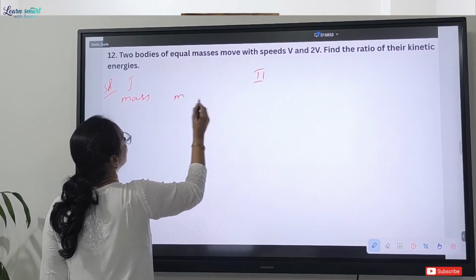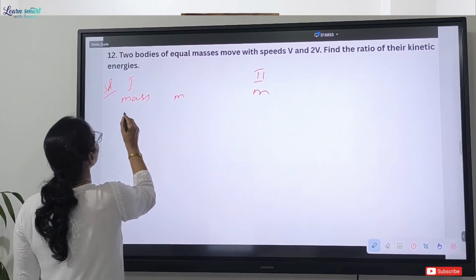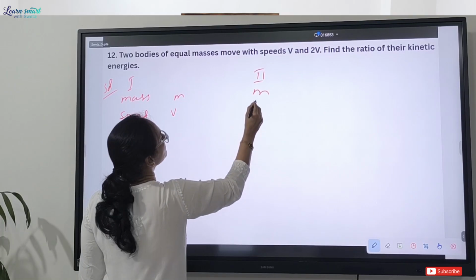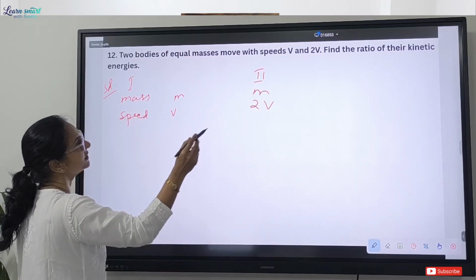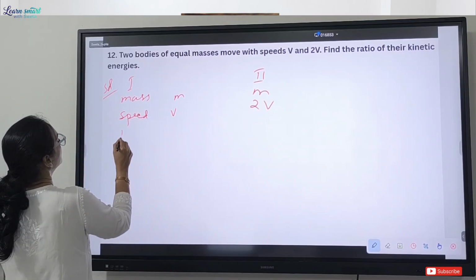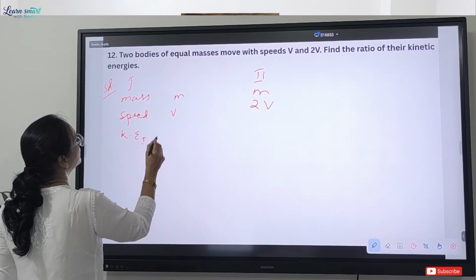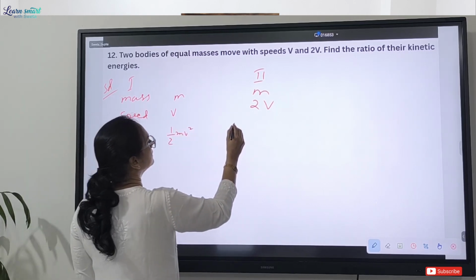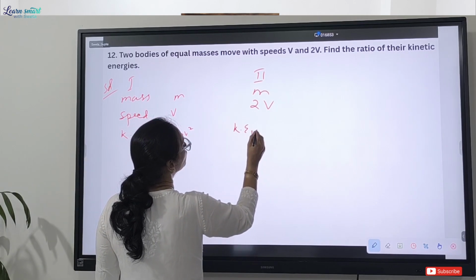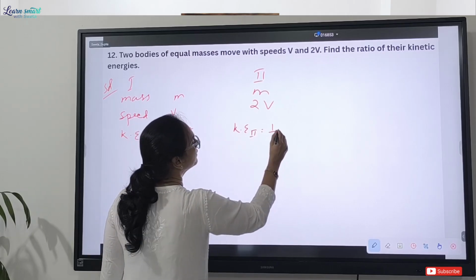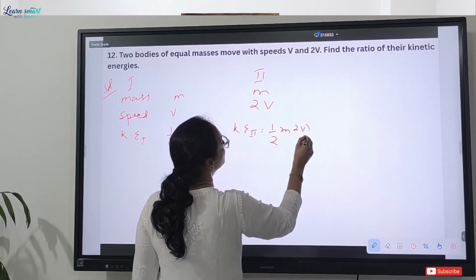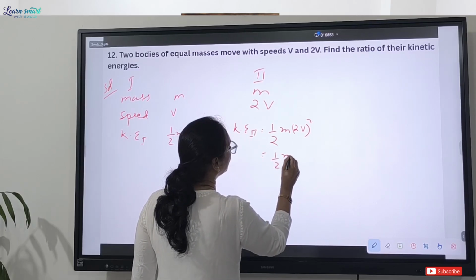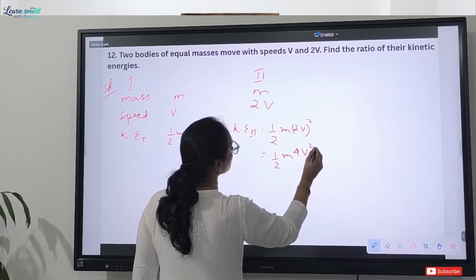Mass is m and here also mass is m. Speed is v and here the speed is 2v. Find the ratio of their kinetic energy. So kinetic energy 1 is half m v square, and here kinetic energy 2 is equal to half m (2v) square, which means half m 4v square.